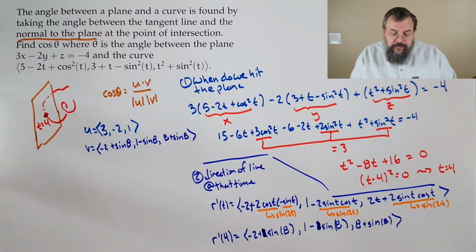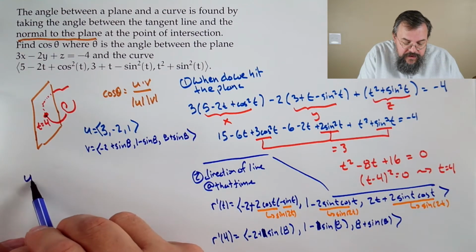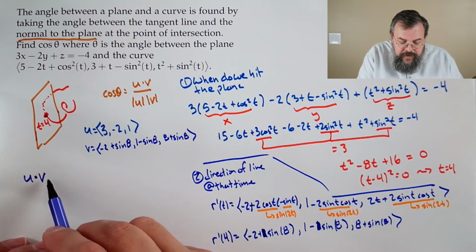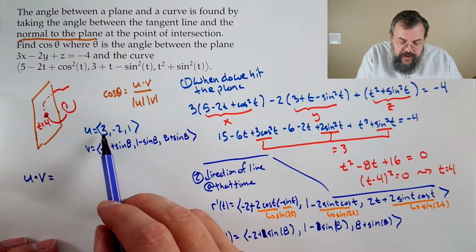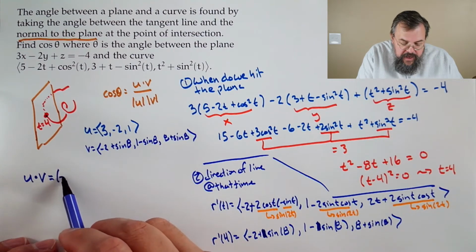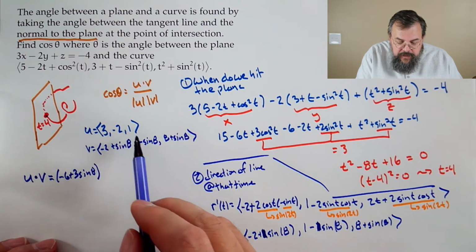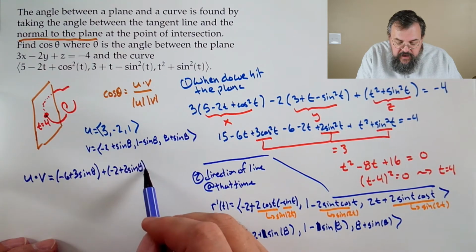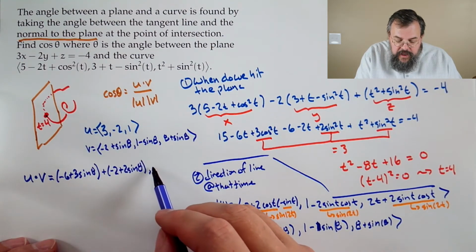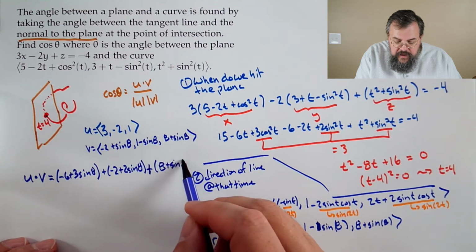The next thing for us to do is u dot v. Okay, so what happens? U dot v, that's equal to, multiply here, 3 times the first term would be minus 6 plus 3 sine of 8. And then multiply the next term would be minus 2 plus 2 sine of 8. And the last term would be plus 1 times that, 8 plus sine of 8.